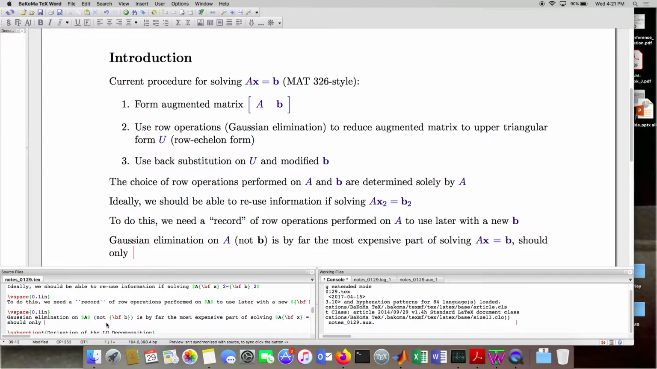Should only have to perform once, because it doesn't depend on B at all. Okay.